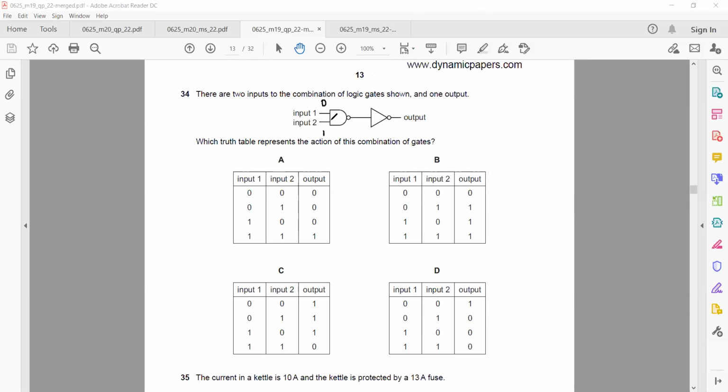So if it is 0, 1, the output of this will be 1 and passes through the inverter, making it 0. 1, 0 will also be the same, but when we say 1, 1, the output is 1, but this is a NAND gate, so it makes it 0, and 0 will make it 1. So which truth table is correct? Which of the truth tables is according to the circuit?